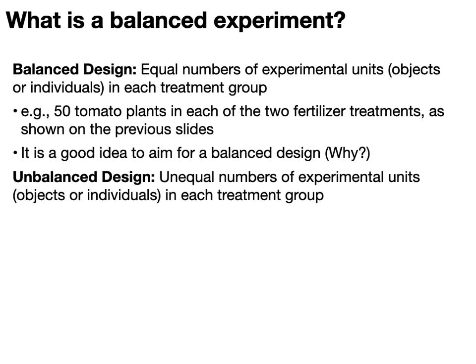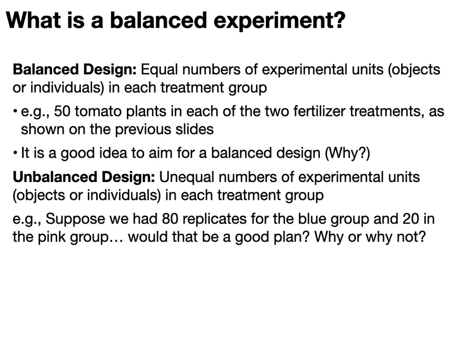An unbalanced design just means we have unequal numbers of experimental units in each of our treatment groups. So suppose we had 80 replicates in our fertilizer group and 20 in our no fertilizer group. Would that be a good plan as compared to the 50-50 design? Why or why not?